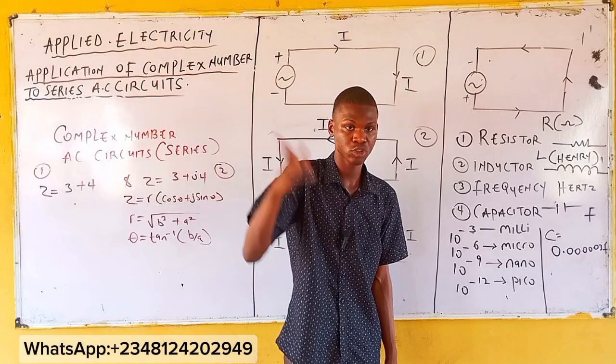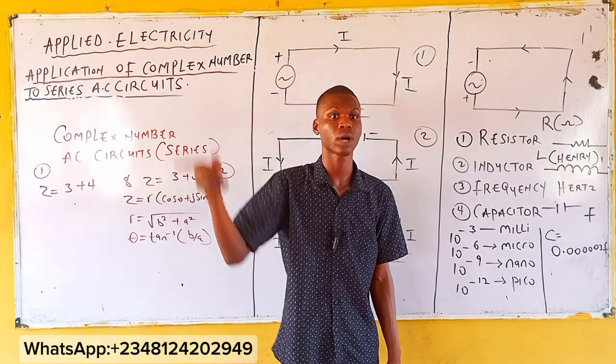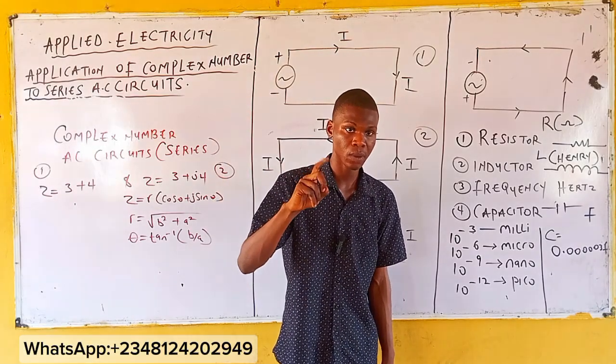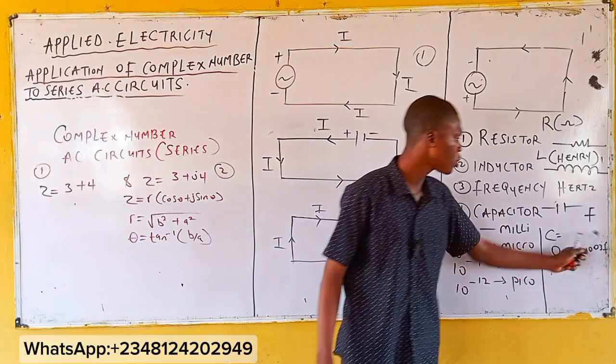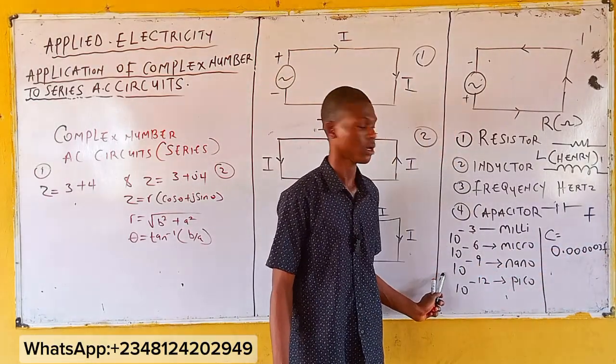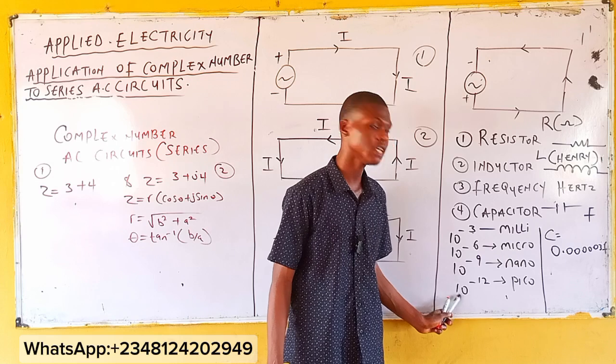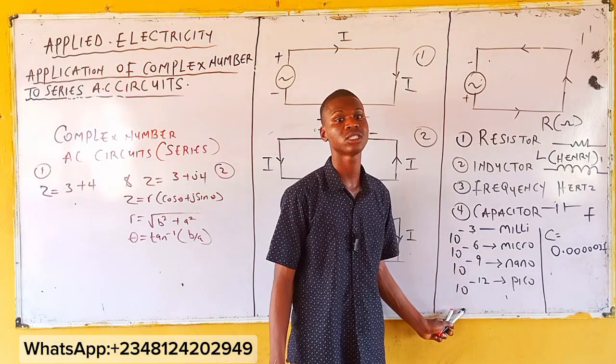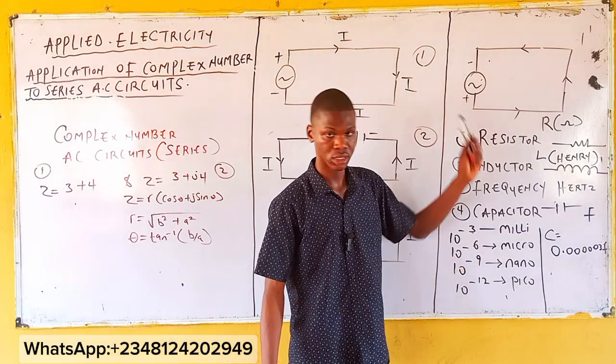Just multiply by 10 raised to power 9. Are you getting me? Just multiply by what? 10 raised to power 9. By the time you multiply by 10 raised to power 9, it means you've converted this value to what? Nanofarad. Yeah, nanofarad. Similarly, if it is picofarad, multiply by what? 10 raised to power 12. Because we use this a lot.